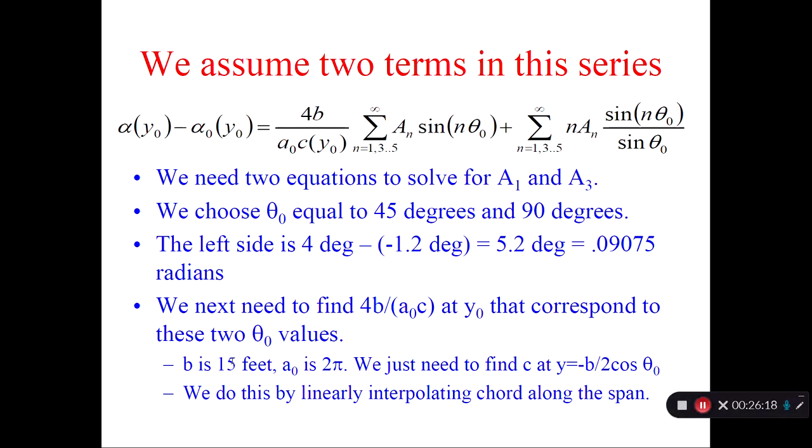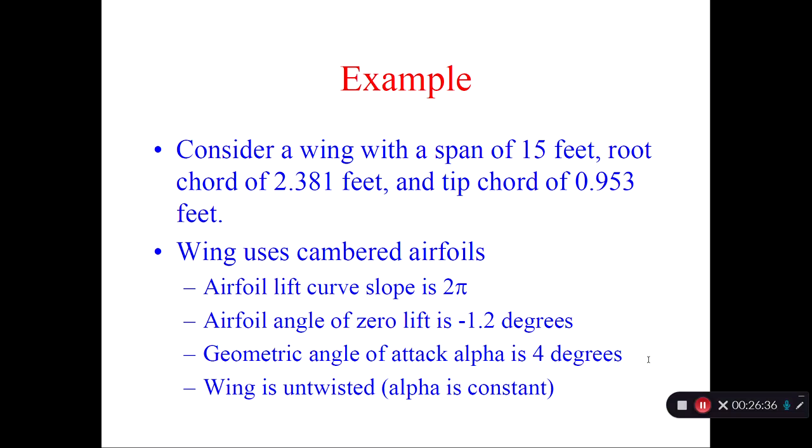So b is 15 feet. A naught is 2 pi. So we need to find c at y corresponding, for the first time, to theta naught equal to 45 degrees. Second time, we need to do it at theta naught equal to 90 degrees. Since our wing is a trapezoidal planform, it's got a linear taper between this value at the root and this value at the tip. So it's linearly varying from root to tip.